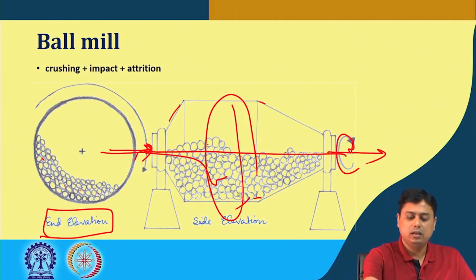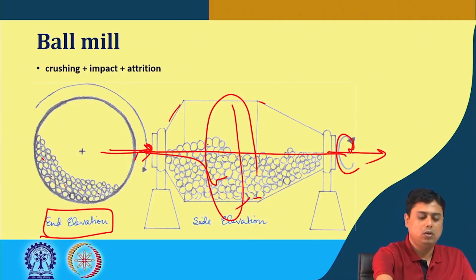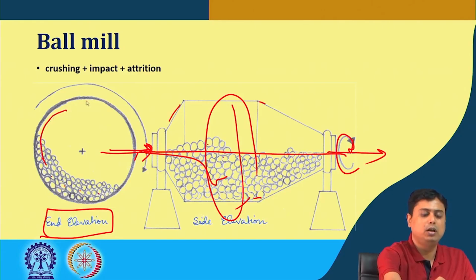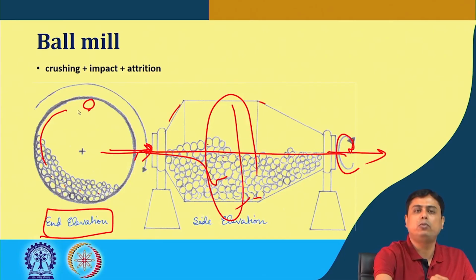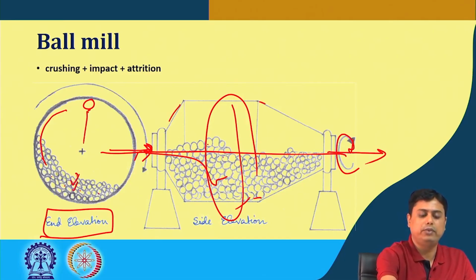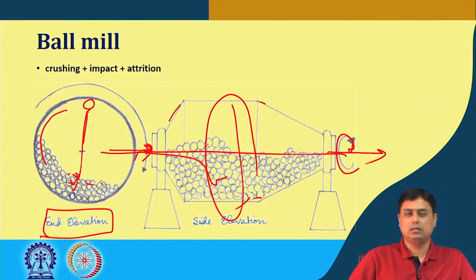So basically, in the ideal scenario, as the rotation is happening, we can see this movement of the ball. The ball goes here, and at this position there is no resulting force, and the ball drops on the feed, the coarse solid particles, and with this impact the size will be reduced.